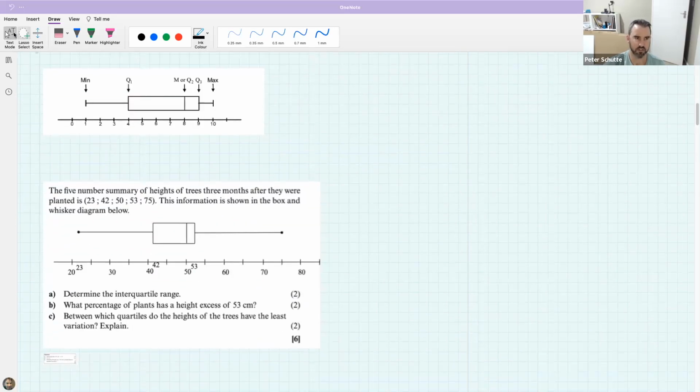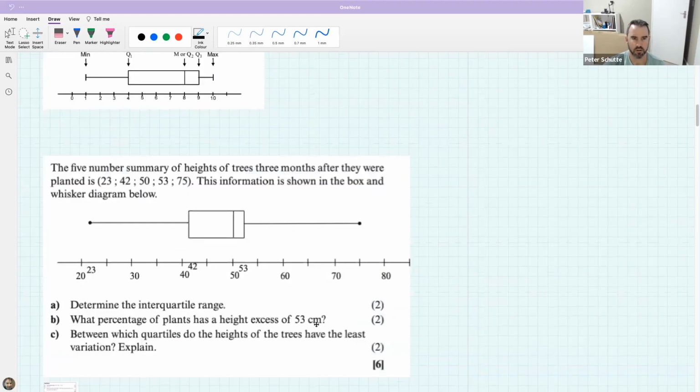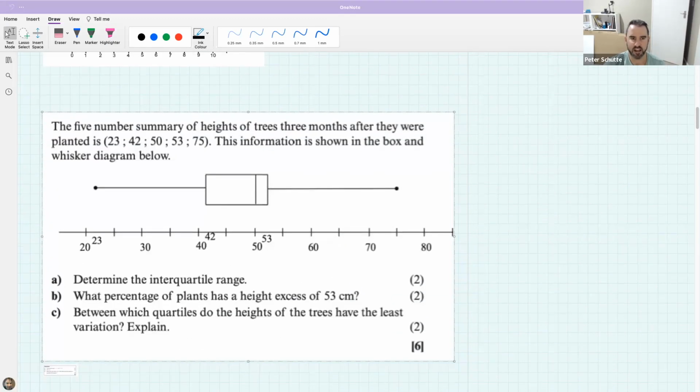Let's have a look at this question. This is a past exam question, actually. So it says here, the 5-number summary of heights of trees 3 months after they were planted is the following. So this is like in the last lesson, we were talking about the 5-number summary, and this is the 5-number summary. And it is describing heights of trees 3 months after they were planted. Now, if you look at 42, you can kind of see the 42 is down here, 50 is the median, and 53 is Q3 here. Let's do this one first. Determine the interquartile range from this question.